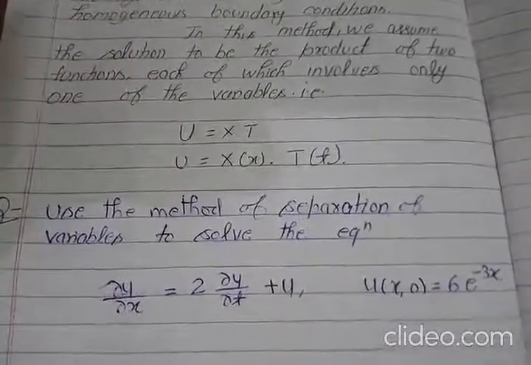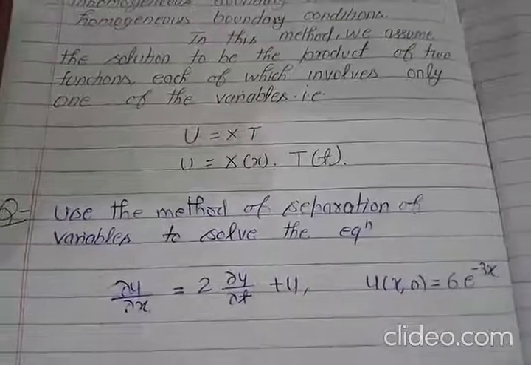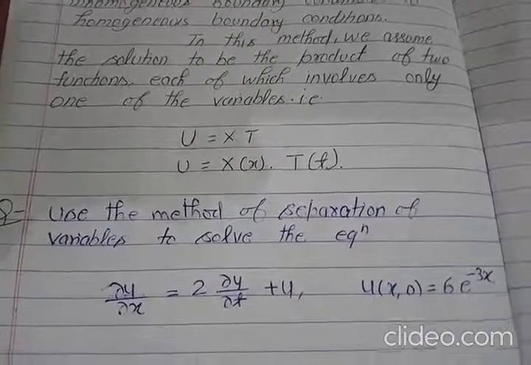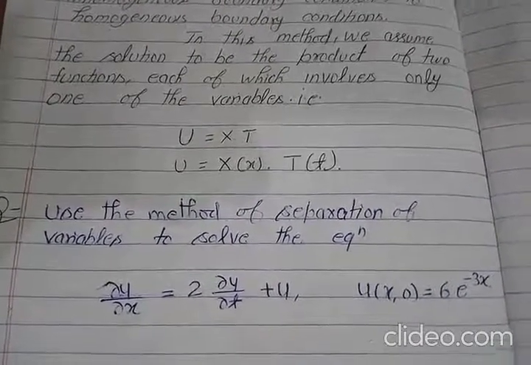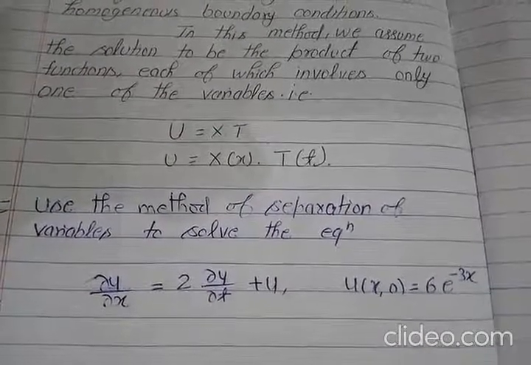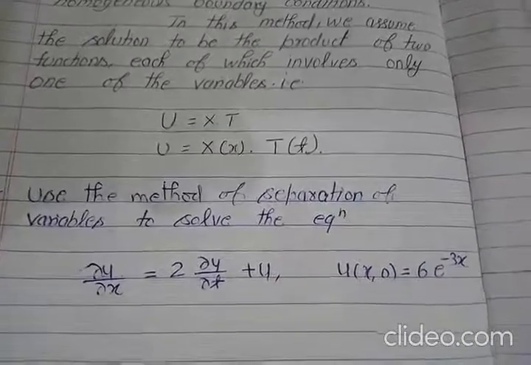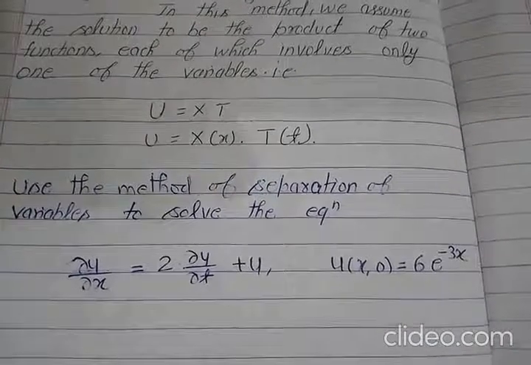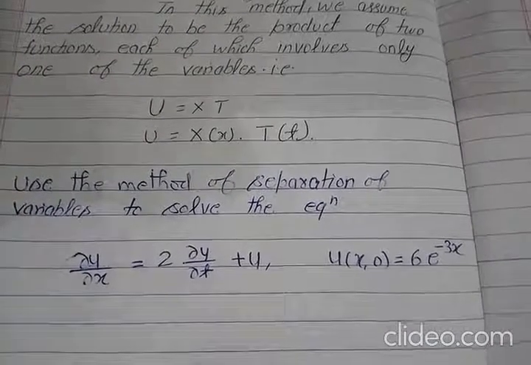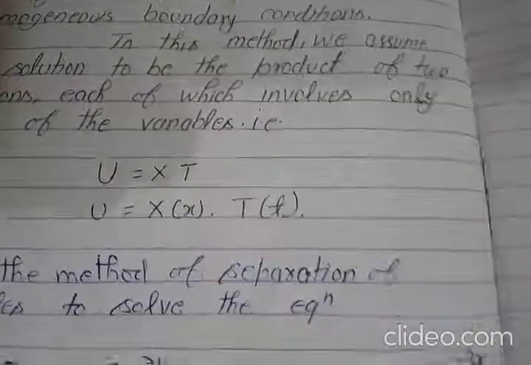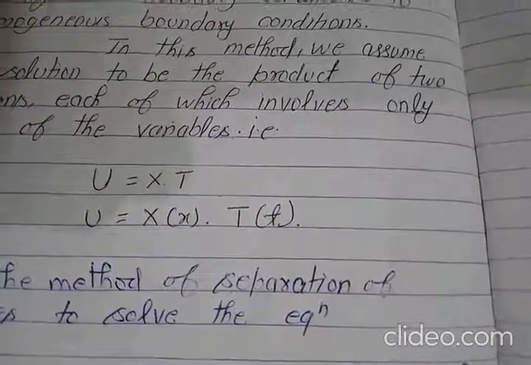The question in the examination will be of the form: use the method of separation of variables to solve the equation del u upon del x is equal to 2 del u upon del t plus u, and one boundary condition is given, u of x, 0 is equal to 6 e to the power minus 3x. We always start to solve this problem by selecting u is equal to X T, where capital X is a function of x only and T is a function of small t only.